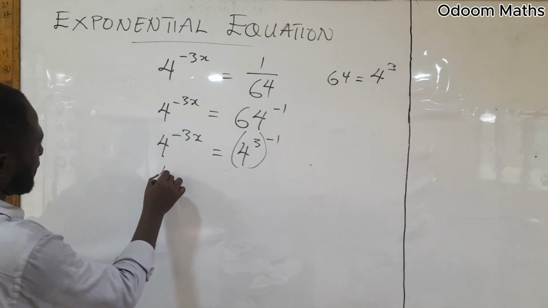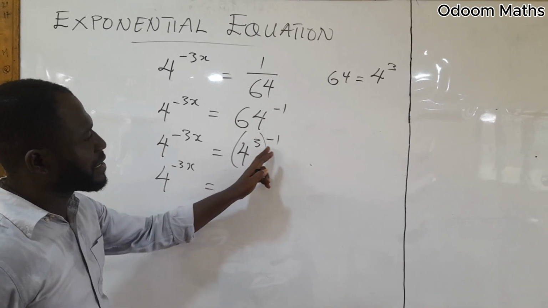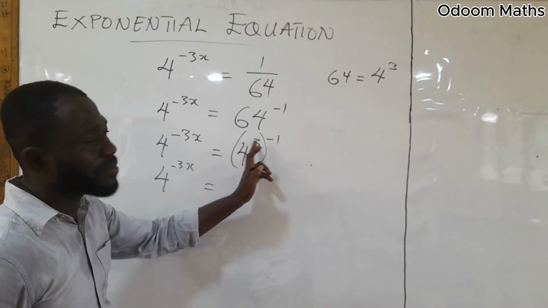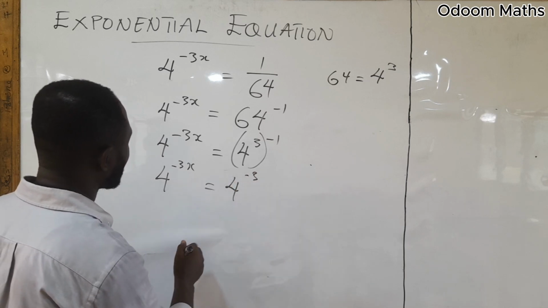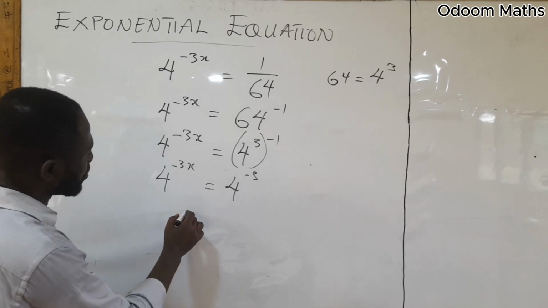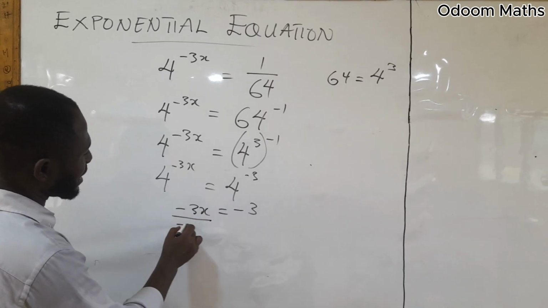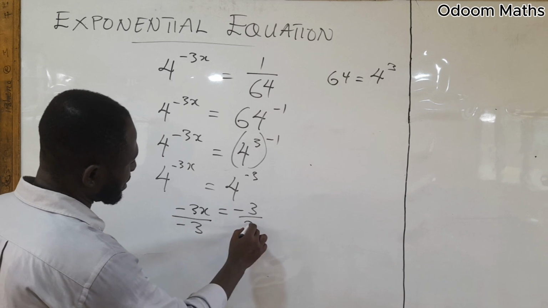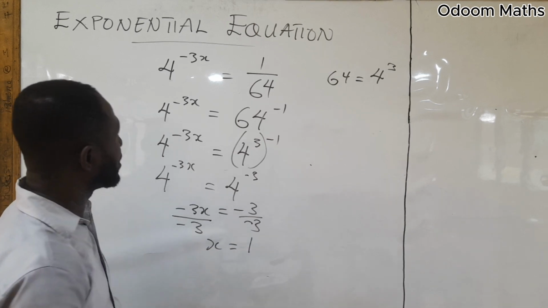So then 4 to the power negative 3x becomes, now this is the third law, so we just need to multiply powers. So that is 4 to the power negative 3. Then since the bases are the same, we just equate the powers. So this is negative 3x equals negative 3. Then we divide both sides by negative 3 to get x. So x is 1.